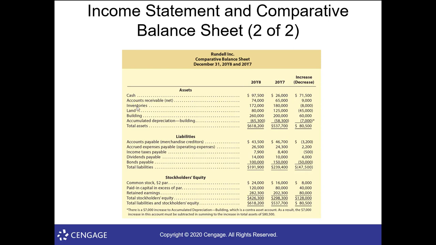Accounts receivable and inventories are going to be operating activities. Accounts receivable increased by $9,000. That's a negative effect to cash because your customers are not paying you. And then inventories went down by $8,000, and that is a positive to cash. And then accounts payable for merchandising and operating expenses, and income taxes payable, all three of those are also going to be operating in nature.